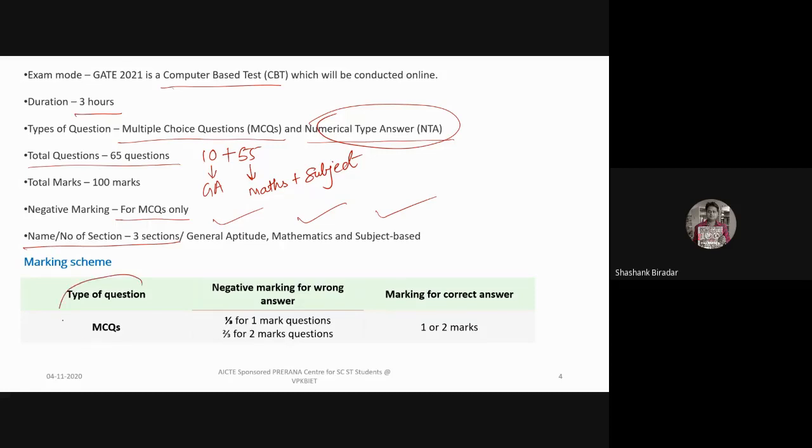The types of questions asked are MCQ type. What is the negative marking scheme for wrong answers? One third marks will be deducted for a 1 mark question, and 2/3 marks will be deducted for 2 mark questions. Correct answers get 1 or 2 marks depending upon that particular question.